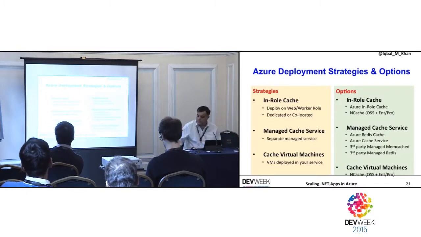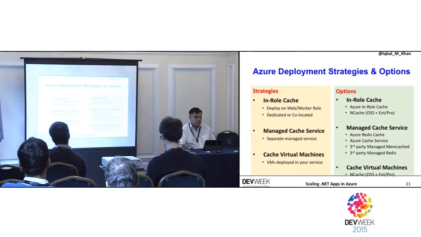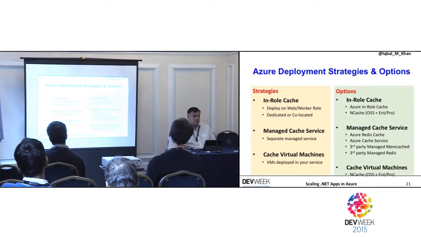So what are the different strategies for using a distributed cache in Azure? Strategy number one is in-role cache. That was the first strategy that Microsoft introduced, which is that if you have a web role or a worker role, the cache should just run on that same role. My impression is that the web and worker role seems to be becoming less popular, or less mentioned, at least, and Microsoft is moving more and more towards the standard VM model.